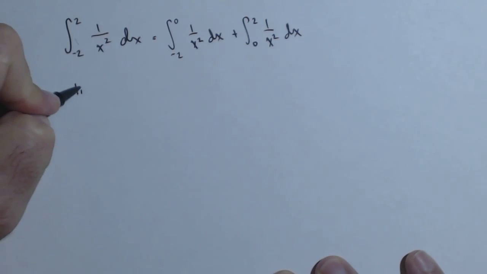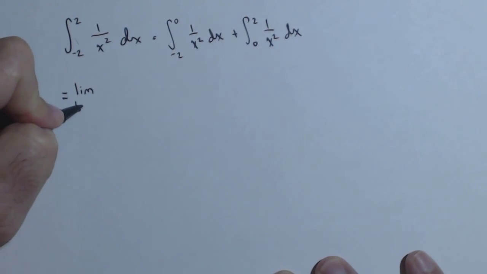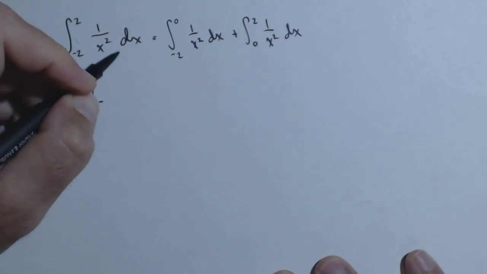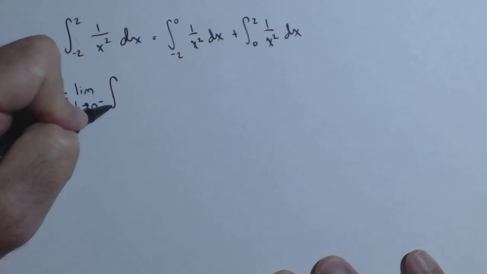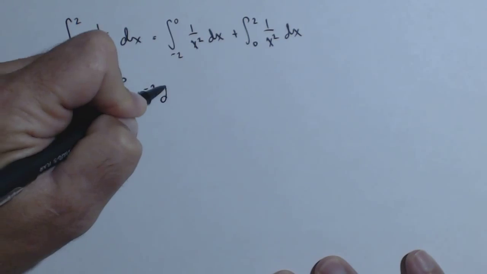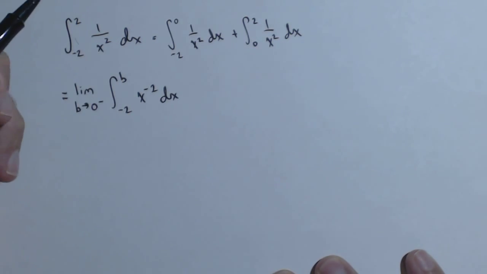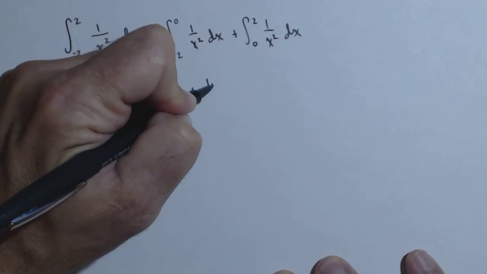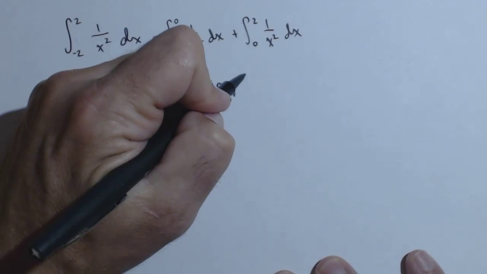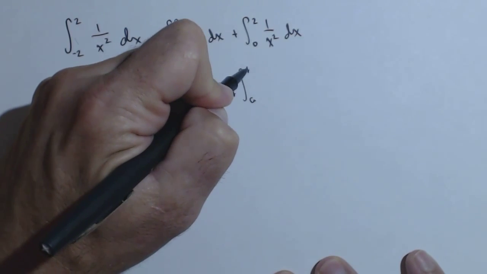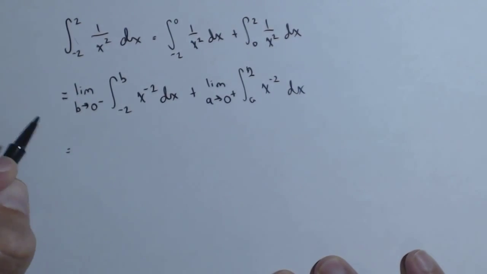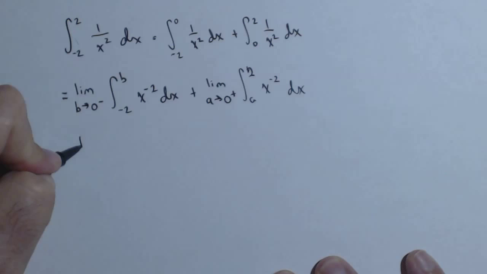So let's rewrite these as proper integrals with limits. So limit as b goes to 0, remember it comes from inside the interval, so it's coming from the left on this one, of -2 to b, and let's write this as x to the -2 because we're going to be taking the antiderivative, excuse me, plus limit as a goes to 0 from the right, a to 2 of x to the -2 dx. Nice part is they both had the same antiderivative, so it's not a whole lot of extra work.